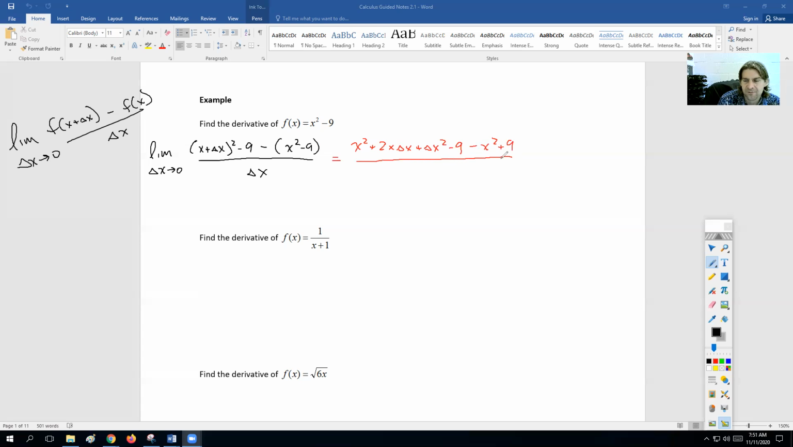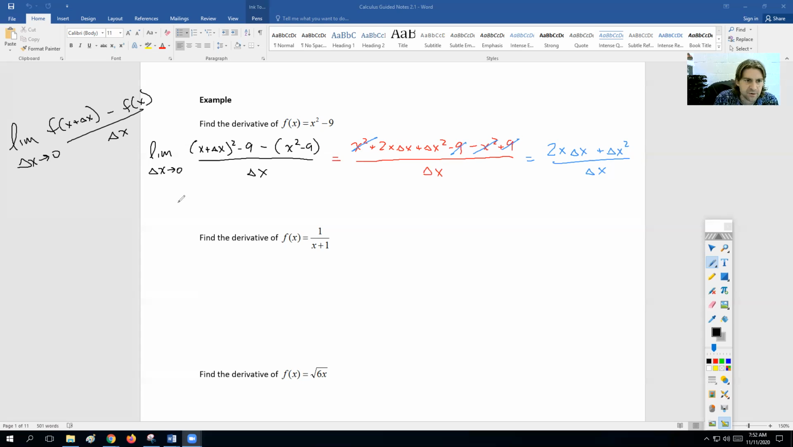Hopefully these look familiar. We've actually done these problems before. We just never called them the derivative. We just said that this is a problem that we'll see a bunch of times later on. Okay, so let's clean this up here. All right, the x squareds cancel out the x squareds. The plus 9 and the minus 9 cancel out, and we get a 2x delta x plus delta x squared over delta x.